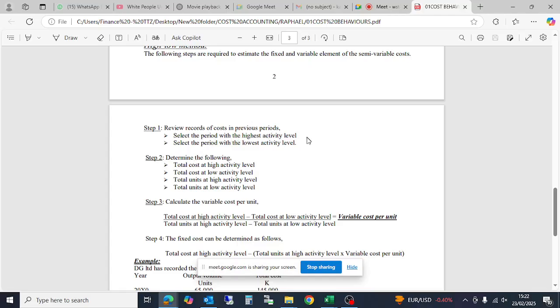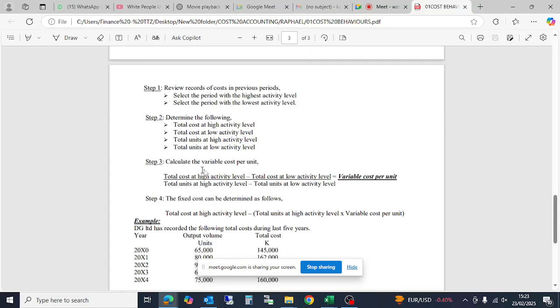They're saying select the period with the highest activity level, then the total cost at the high activity level, total cost at the low activity level, you find the difference. Then the total units at high activity level, total units at low activity level, you find the difference, and then calculate the variable cost per unit. I've basically explained all these steps in just that phrase. Get the highest and the lowest in terms of costs and units, find the differences, then divide the differences to get the variable cost per unit.